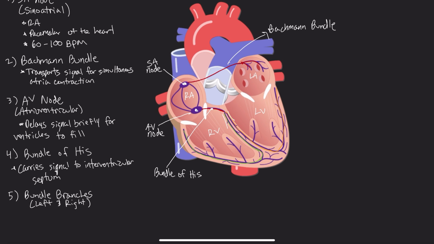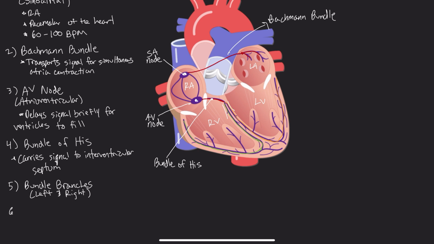And then the last thing here is your Purkinje fibers. Purkinje. And the role of the Purkinje fibers, this is going to initiate that depolarization that is going to cause the ventricles to contract. So this depolarization that causes the contraction of the ventricles.